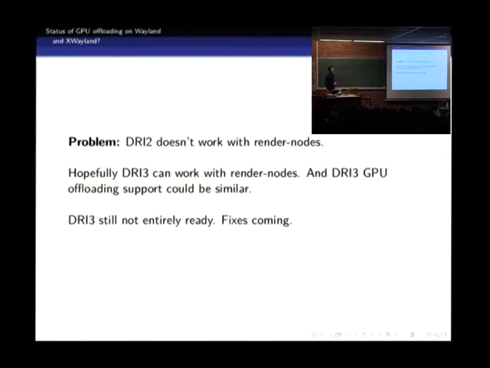Okay, but there are some problems. DRI2 doesn't work with render nodes, obviously, because it uses GEM names which are forbidden on render nodes. So we have to support DRI3 only for this use case. And DRI3 works with render nodes because the difference is you don't give the device path you want to the server to use. You ask for an already opened file descriptor on the device. So the server can do whatever it wants and use render nodes, etc. And DRI3 uses only DMA-BUF FDs, which are supported by render nodes and are secure. But DRI3 is not entirely ready. It's still under fixing, but I think it will be ready for production soon.